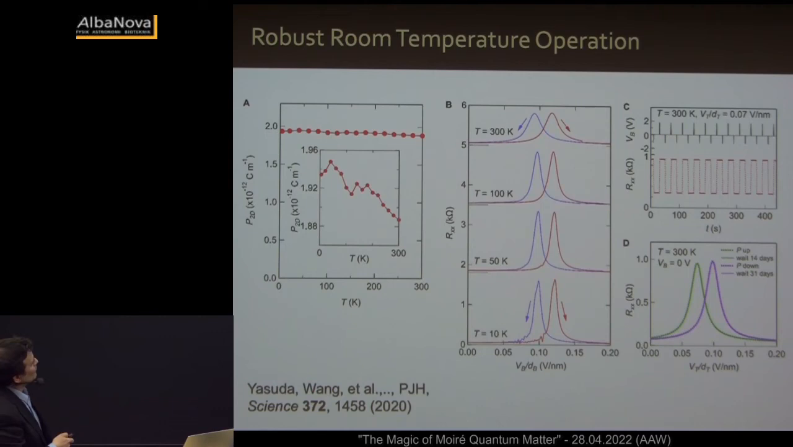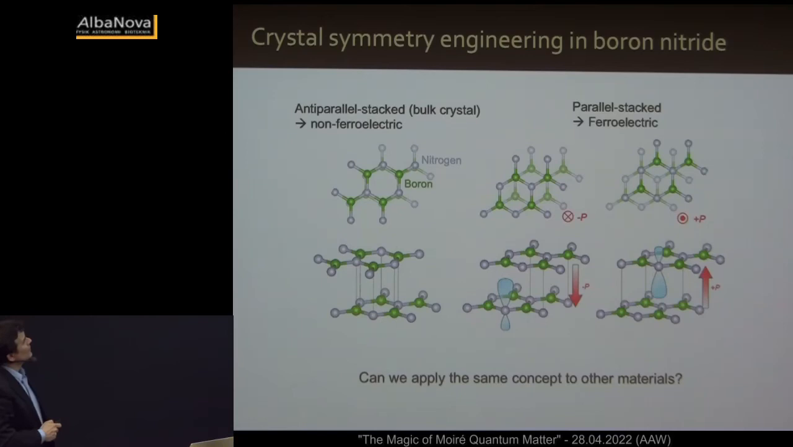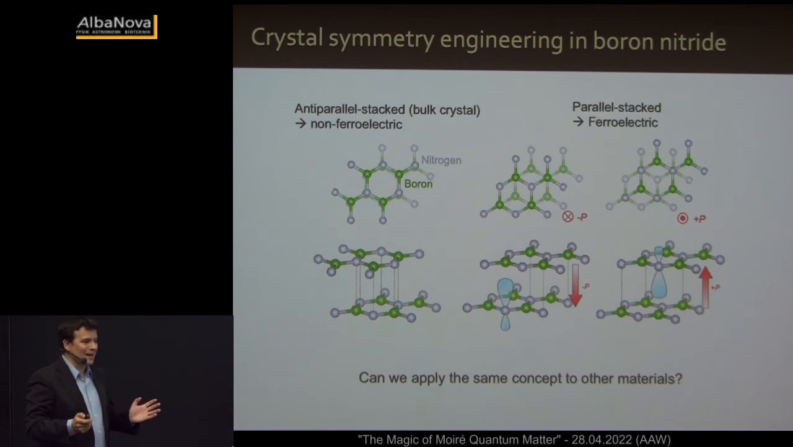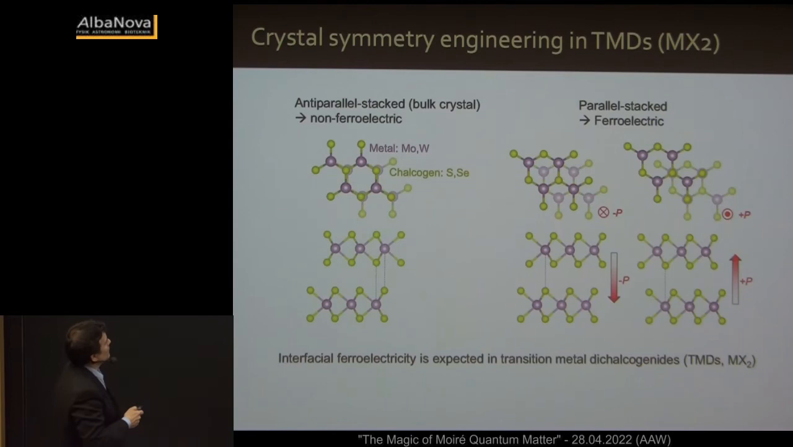Now, this trick that I showed you, this crystal symmetry engineering in boron nitride, there's no reason why we cannot apply this to the hundreds of hexagonal bipartite lattices that we have, okay? In particular, for transition metal dichalcogenides, okay, materials where you have a metal atom and a chalcogen atom, two of them, okay? These are regular semiconductors, and you can do the exact same trick, okay? The bulk material has 180 degree alternation between the layers. We can stack them parallel to itself. They have opposite electric dipole moment.